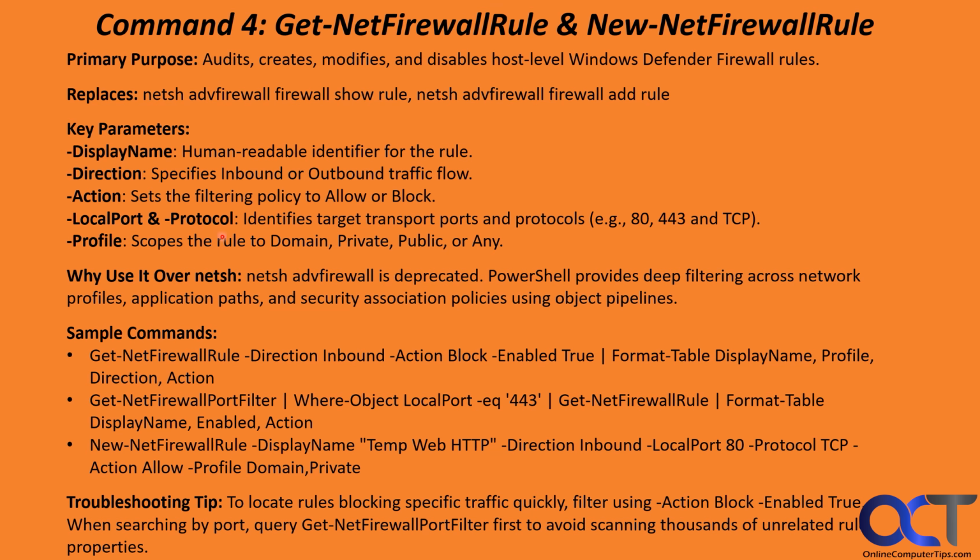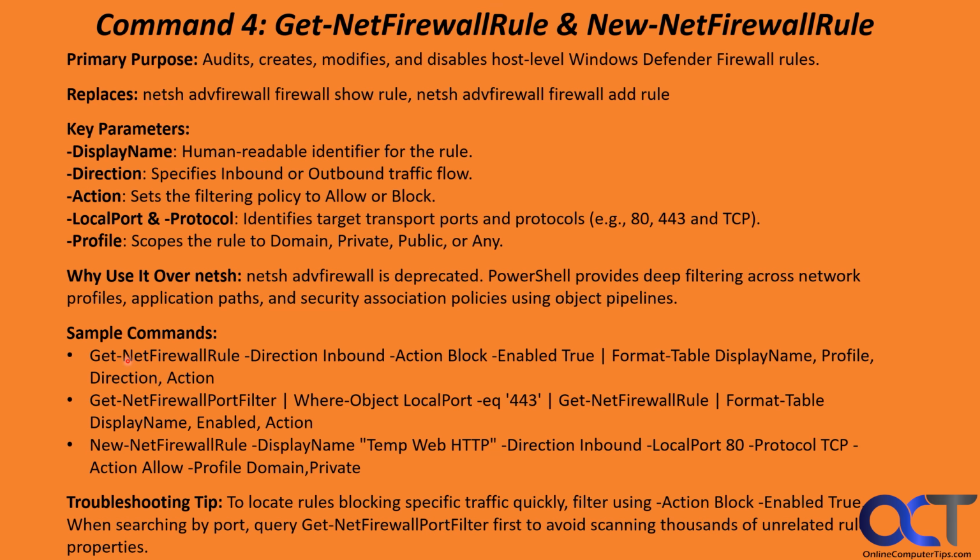And then we have the profiles. So in Windows, we have domain, private, and public, or you could also use Any if you want to set it globally there. All right, so like I said at the beginning of the video, the advanced firewall rule is deprecated in Windows, and you could use PowerShell to provide deep filtering across network profiles, application paths, and security association policies using object pipelines. All right, so here are some sample commands.